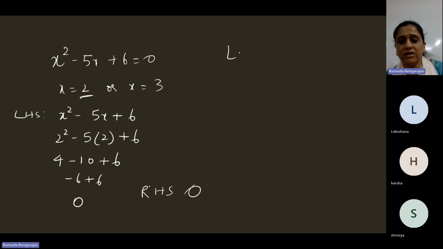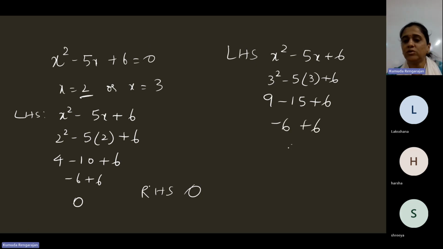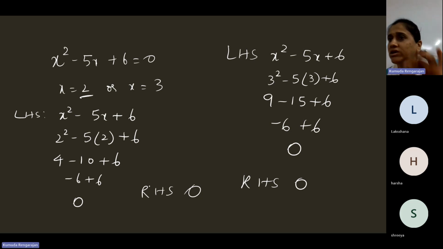Now let's take 3. LHS, x square minus 5x plus 6. Take x as 3. 3 square minus 5 into 3 plus 6. 9 minus 15 plus 6. 9 minus 15 is minus 6, plus 6 is 0. RHS is 0. So 2 and 3 are the only two values that can satisfy this quadratic equation. I'll just show you for one. We'll just take some values.